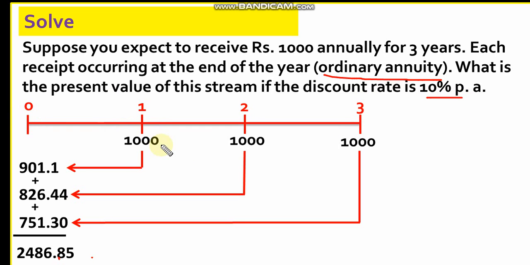It is a discounting rate, not compounding. Compounding is to calculate the value in future. Discounting is when I have a value in future and I want to calculate the value today. So it's a 3-year problem, right?